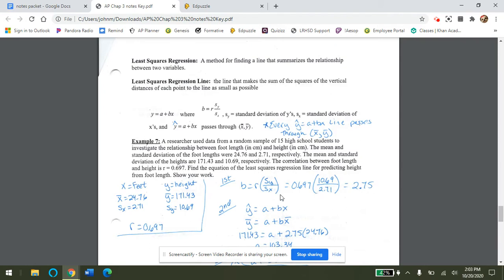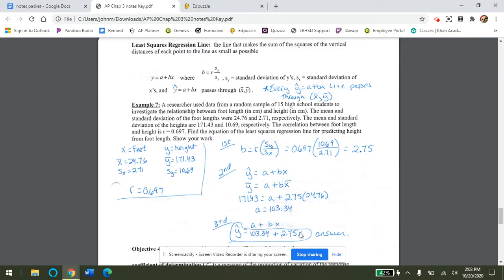So then the next thing is, this is what we know. We know y hat equals a plus bx. But what we can do is plug in y bar and x bar for the y and the x. And then that lets us do, here's our y bar equals a plus, here's the b we just found in the first step, times x bar. And when you solve this for a, you get 103.34. So that means that now you can plug it in. y hat equals a plus bx. Here's the a we just found, plus here's the b we found in step 1, times x.